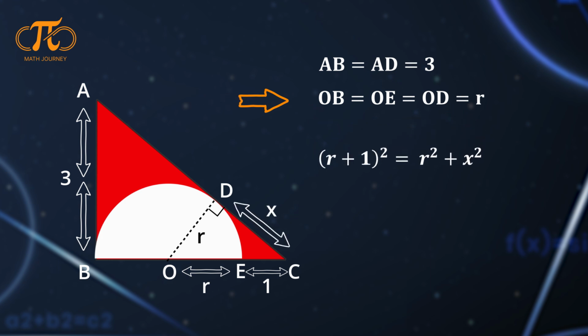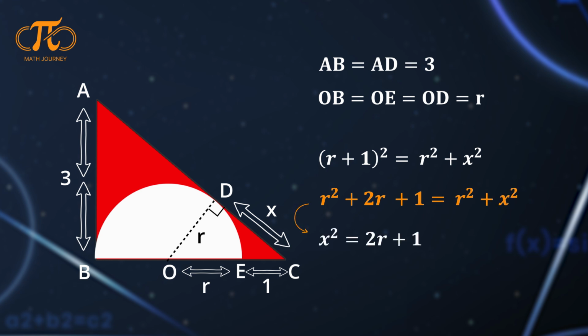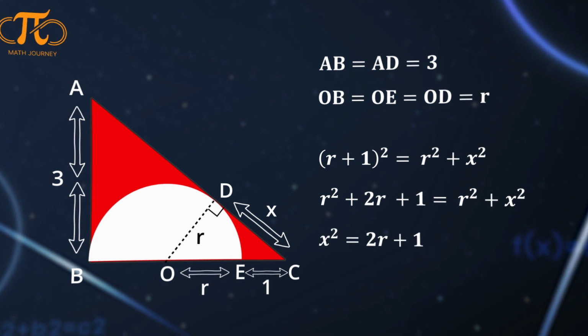By using the Pythagorean theorem in triangle ODC, we get the equation (r + 1)² = r² + x². After expanding this, we have r² + 2r + 1 = r² + x². By simplifying, we find that x² = 2r + 1. Let's call that equation 1.